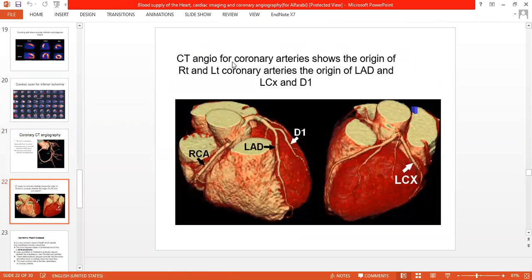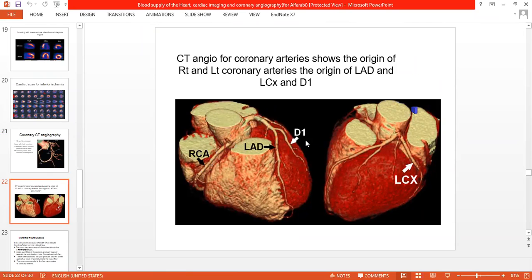So the coronary angiogram shows the origin of the right and the left coronary arteries, the origin of the left anterior descending, circumflex and D1. If you see here in this CT angiography, this is the aorta, this is the right coronary artery, and here is the left coronary artery. This is giving a branch. This is the circumflex, this is the left anterior descending, and these are the diagonal branches.